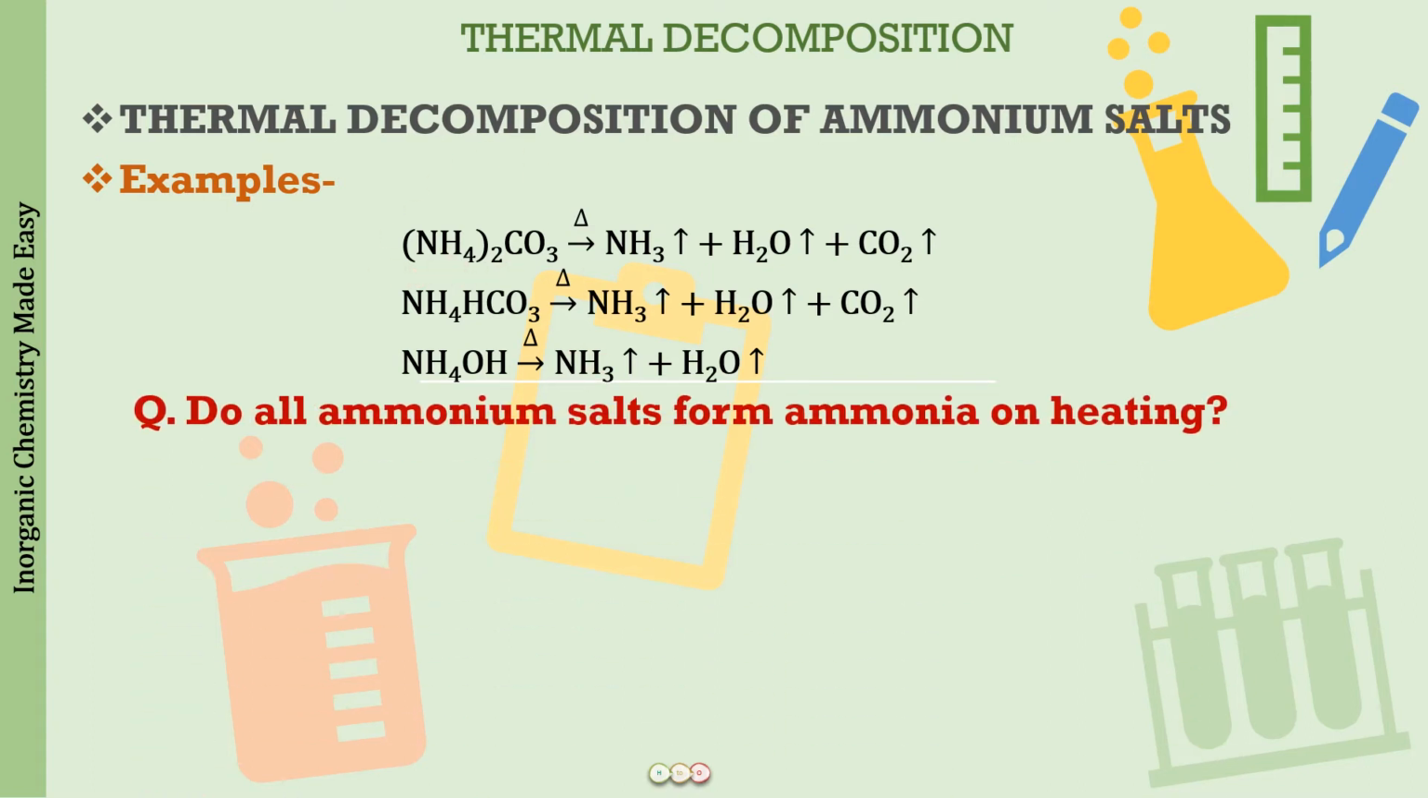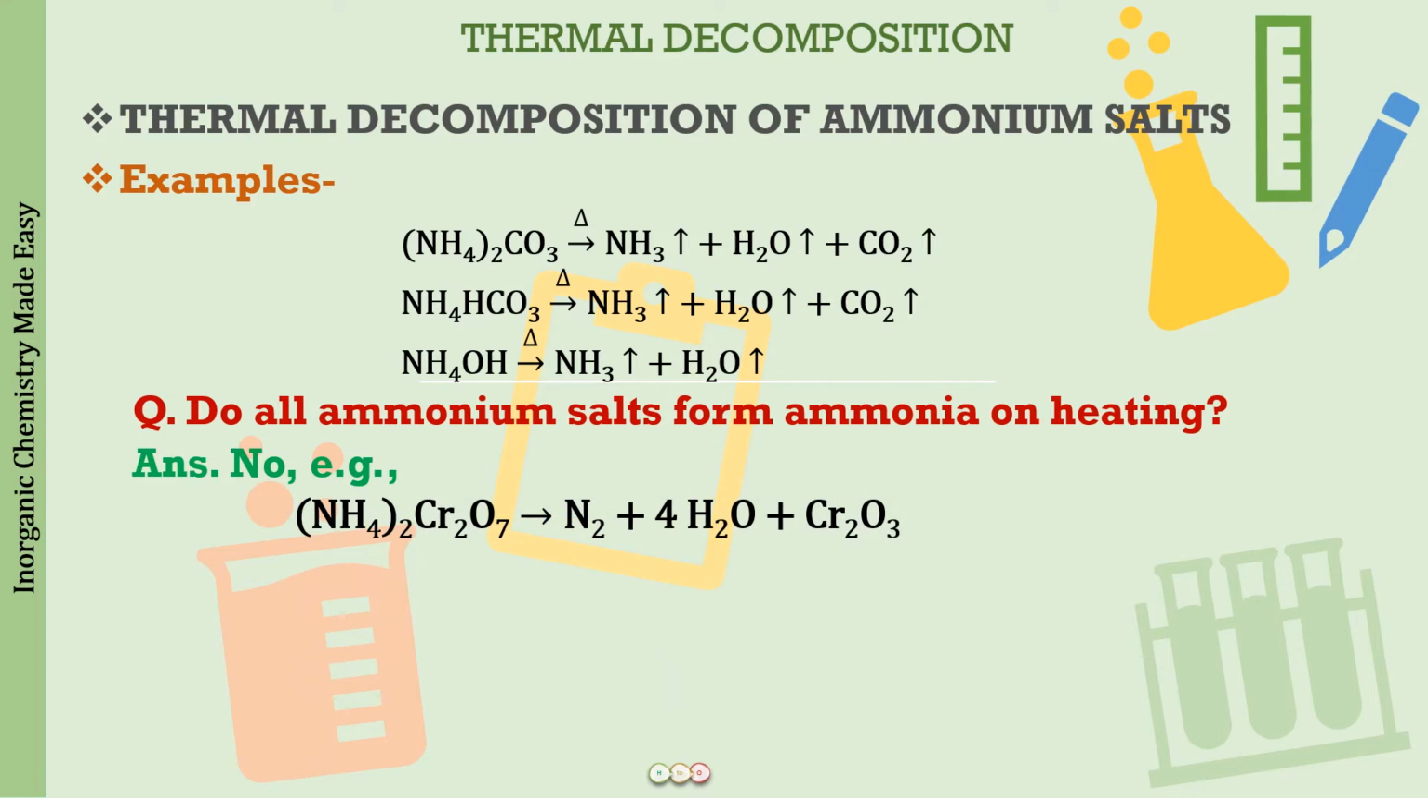So what does this mean? Does this mean that all ammonium salts on heating are going to yield ammonia? Well, the answer is no. For example, let me show you two more reactions. First reaction, the heating of ammonium dichromate, (NH4)2Cr2O7. On heating, this is going to give us N2 gas along with water and Cr2O3.